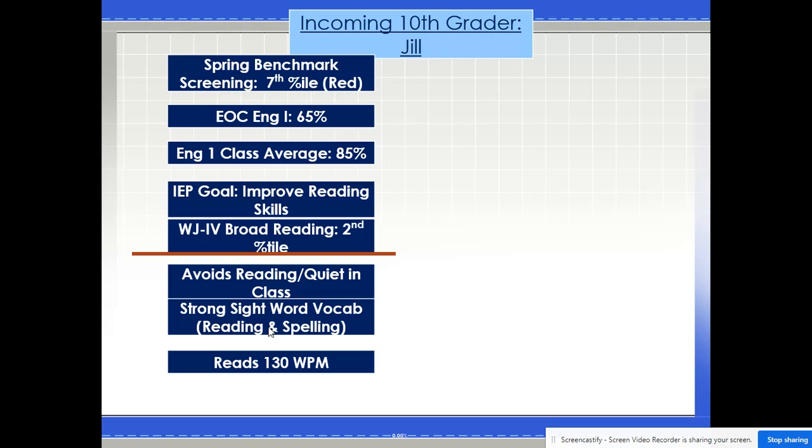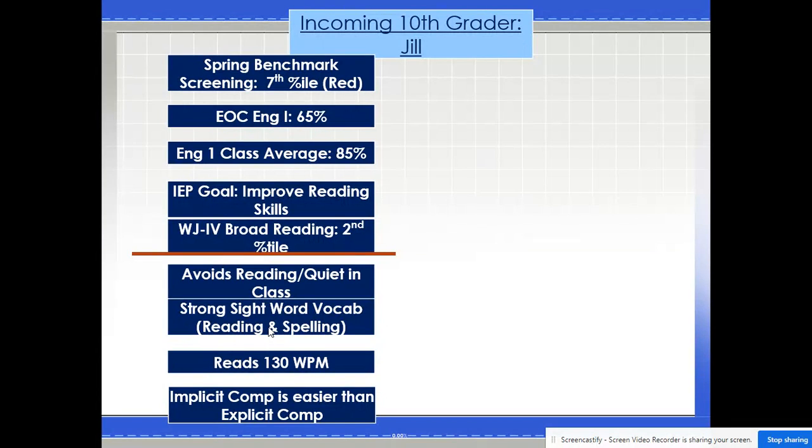She reads about 130 words per minute, which, honestly, you want them to be close to the 180, 200 range, but that's not a terrible word per minute range, even for an adult. Explicit comprehension is harder than implicit. Okay?